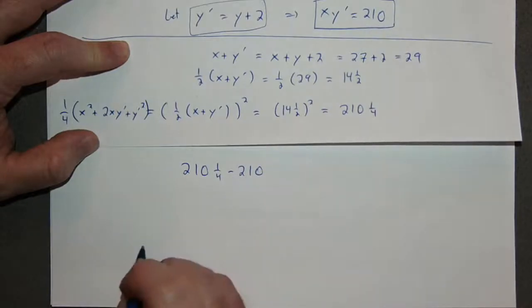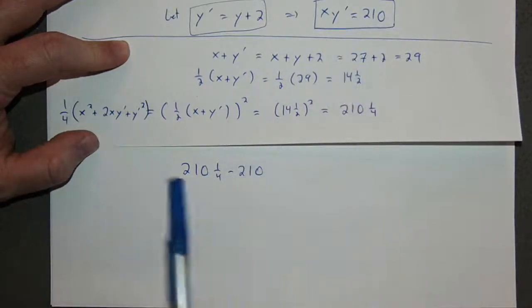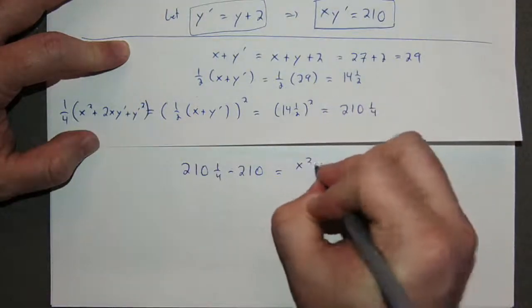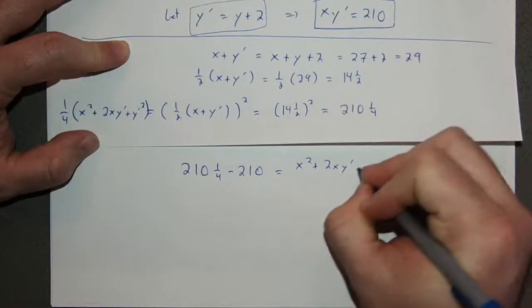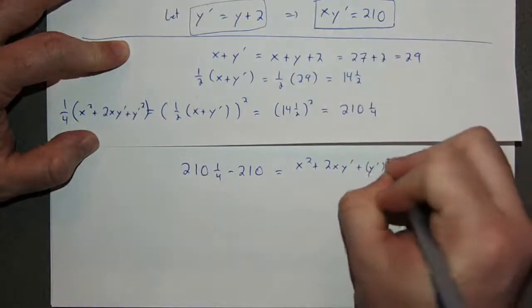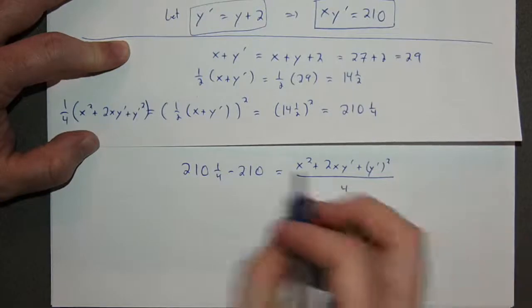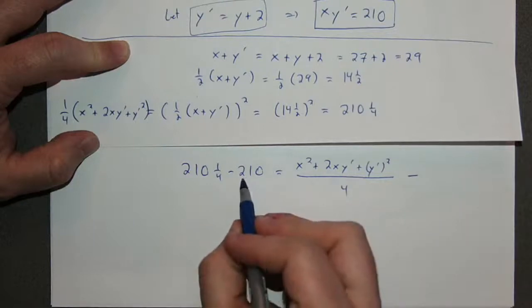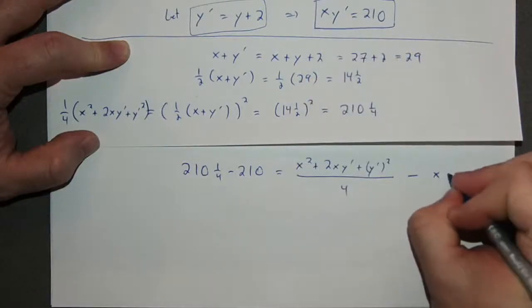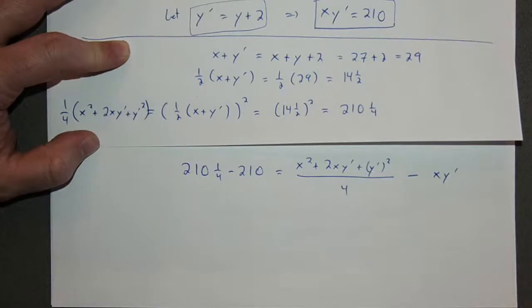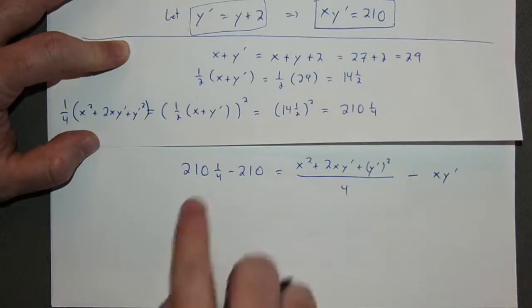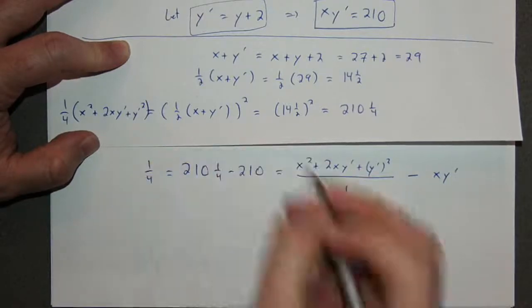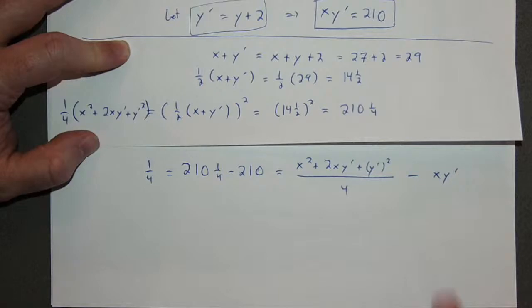Why would I think to do this? Algebraically, this is equal to (x squared plus 2xy prime plus y prime squared) over 4. It's taking that and subtracting from it xy prime, since 210 is equal to xy prime. Now, of course, 210 and 1/4 minus 210 is just 1/4. So that's nice enough. But this simplifies.